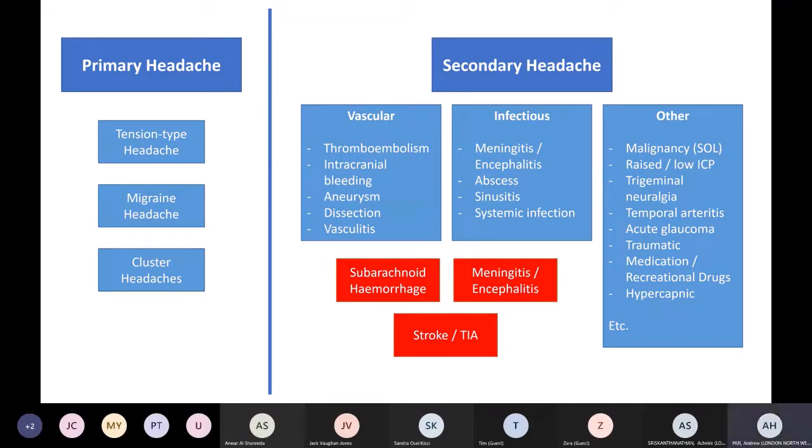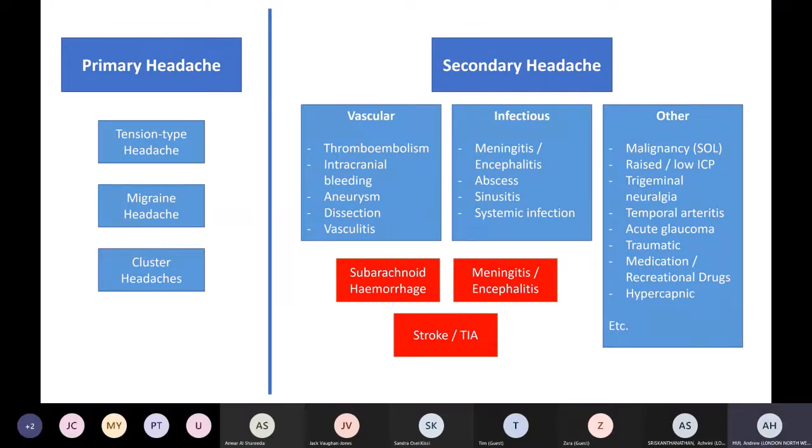The management of migraine headache is with analgesia, including triptan and lifestyle modification, because migraines can be triggered by all sorts of things. But cluster headaches, we can use triptans, usually subcutaneous triptans, to try and terminate the pain quickly, oxygen therapy, or medications like verapamil.